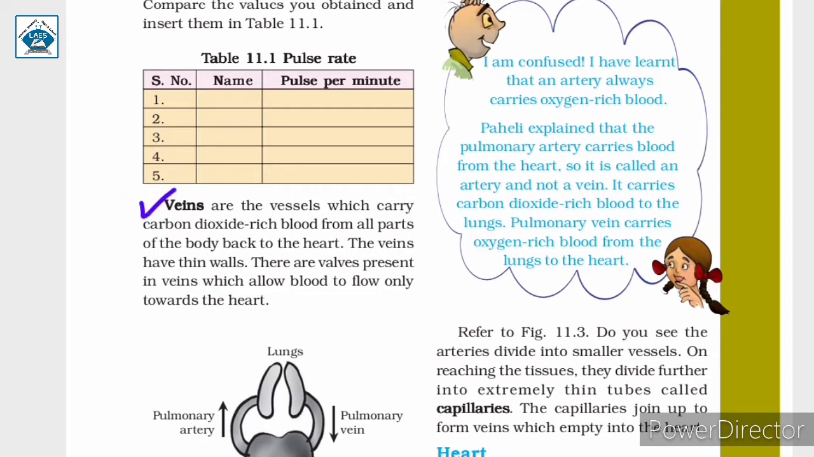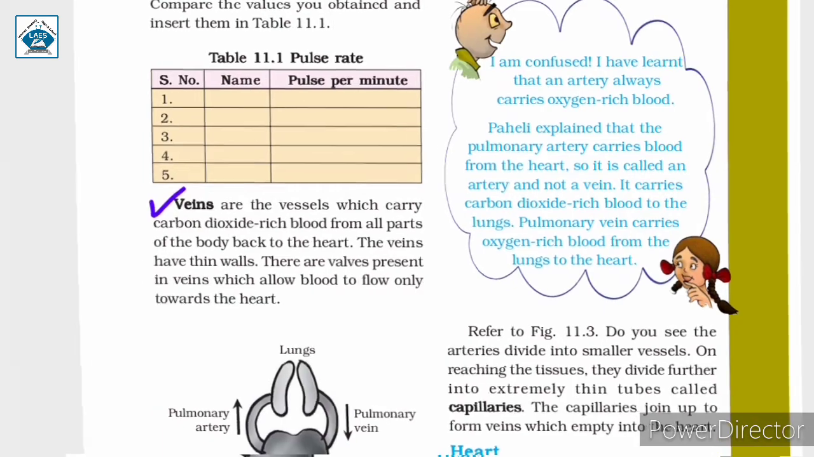Veins are the vessels which carry carbon dioxide rich blood from all parts of the body back to the heart. The veins have thin walls. There are valves present in veins which allow blood to flow only towards the heart.